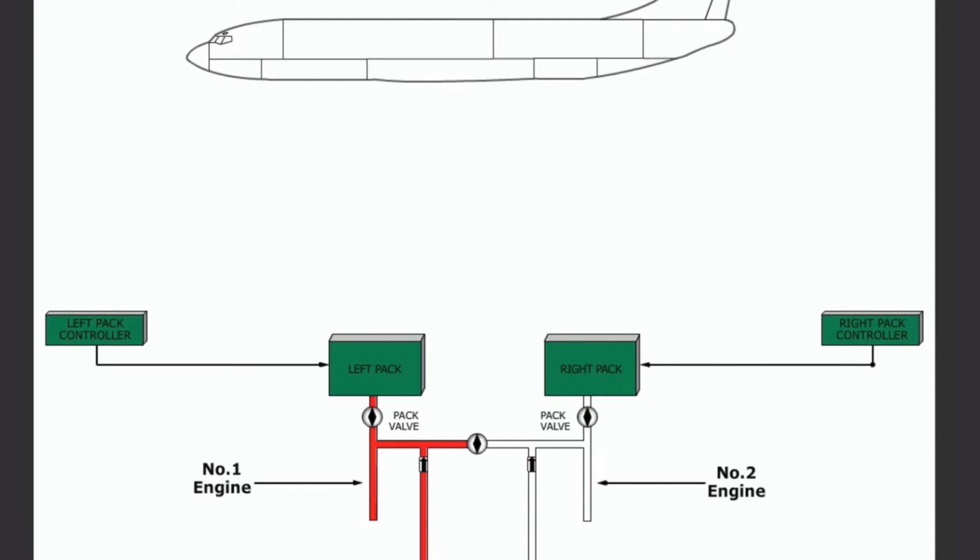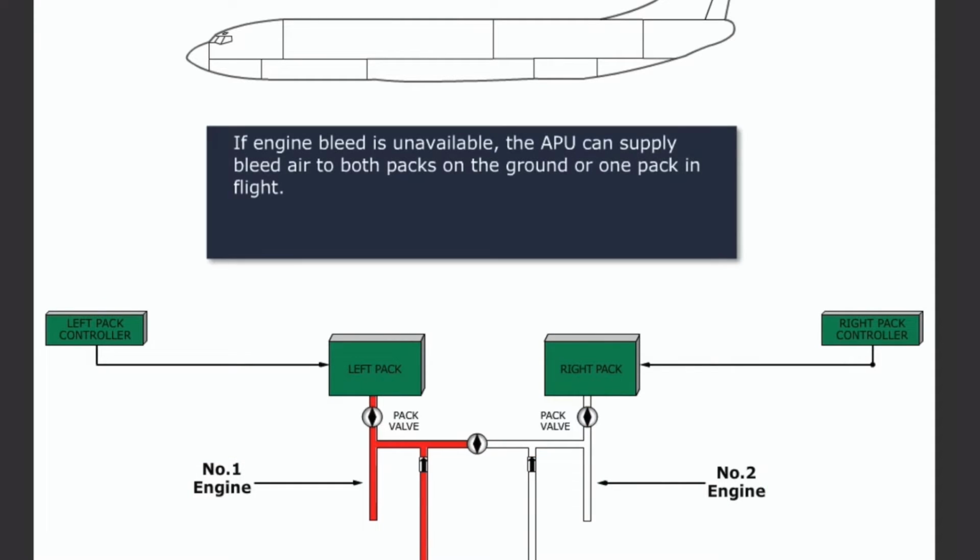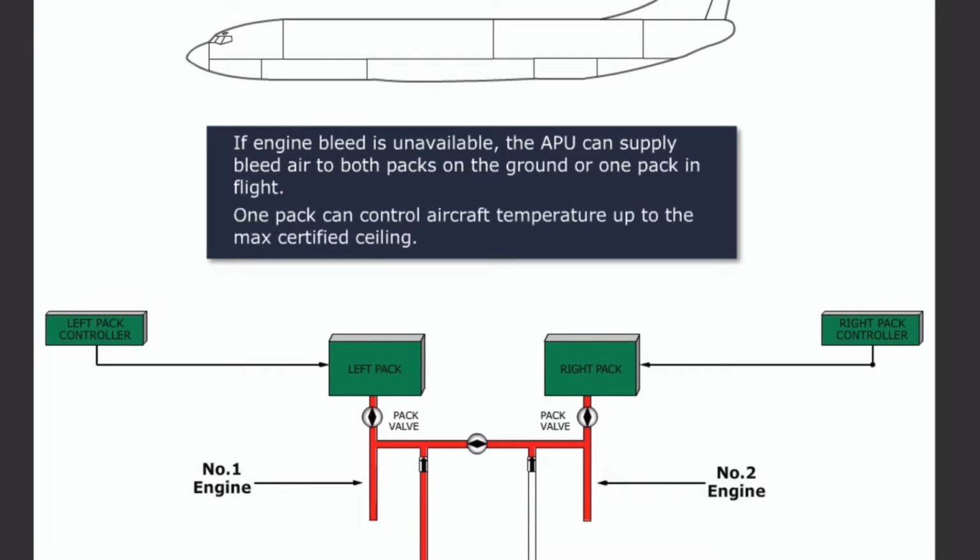If bleed air from the engines is unavailable, the APU is capable of supplying bleed air for two packs on the ground or one pack in flight. A single pack is capable of maintaining pressurization and acceptable temperatures throughout the airplane up to the maximum certified ceiling.